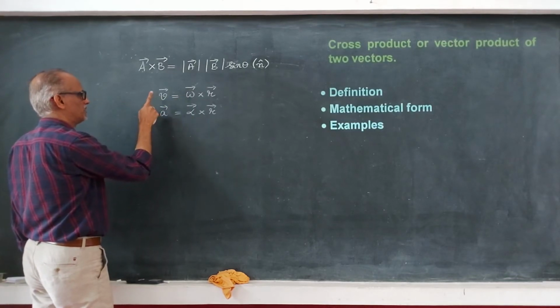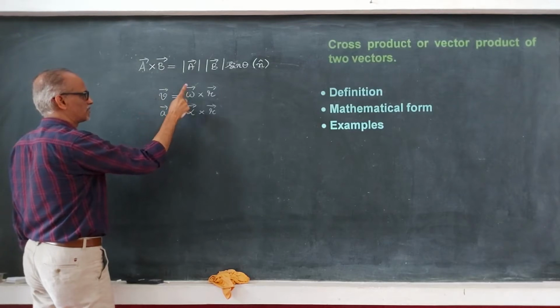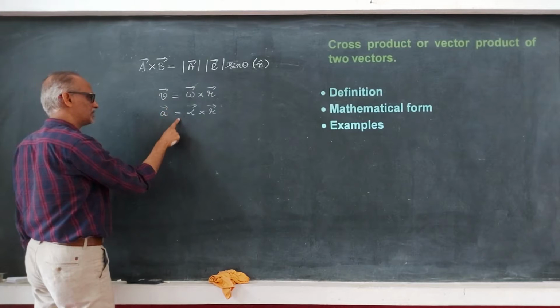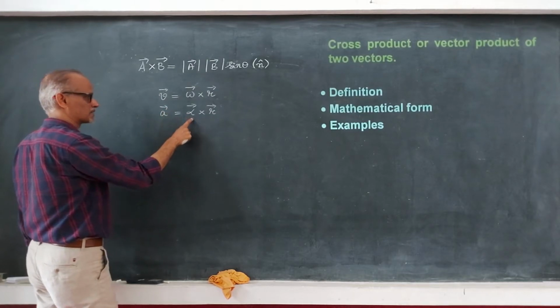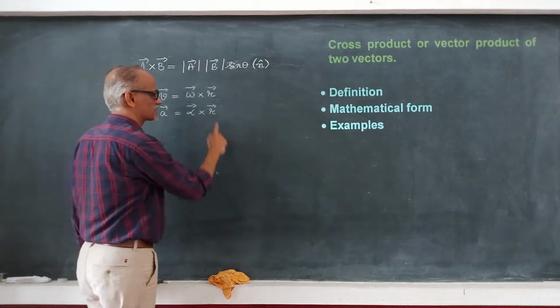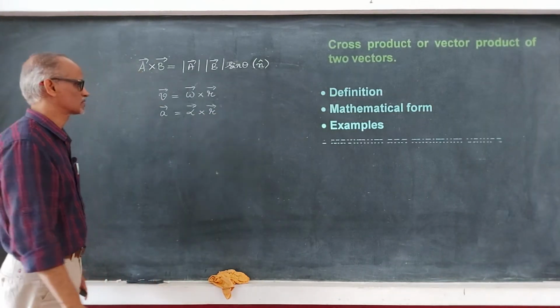So, what are the examples? Linear velocity is the cross product of angular velocity and the radius vector, and linear acceleration is the cross product of angular acceleration, alpha is the symbol, and the radius vector. So, hope you have understood.